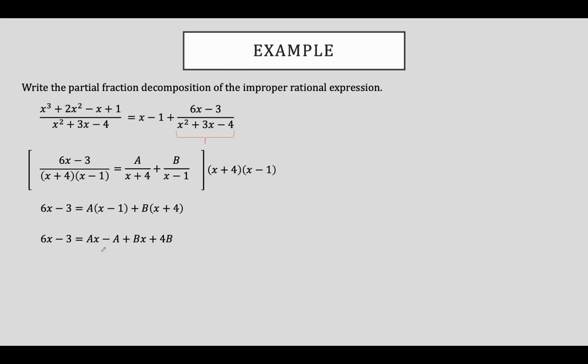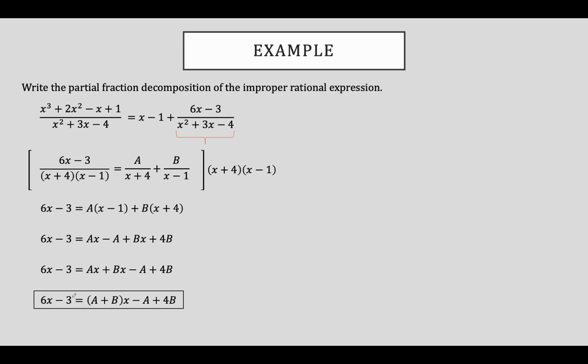We group our like terms, group our x terms together, group our constant terms together. We have 6x minus 3 equals ax plus bx minus a plus 4b. And that allows us to factor out a common factor of x from these first two terms. 6x minus 3 equals a plus b times x, minus a plus 4b.